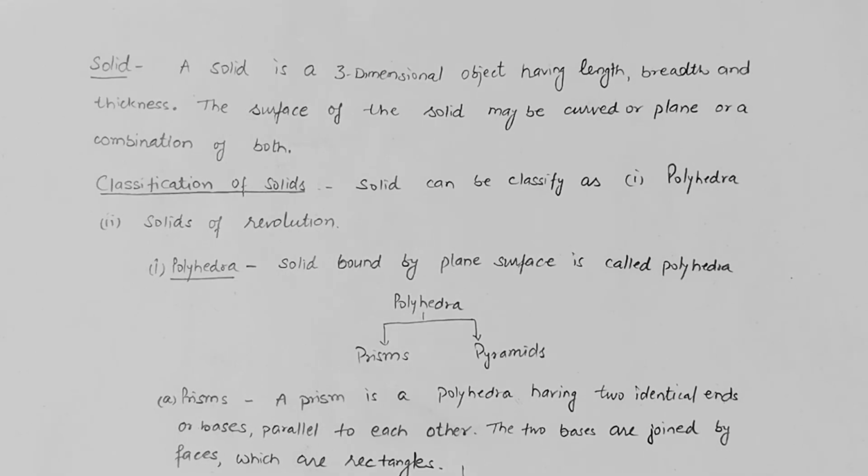Solid. A solid is a three-dimensional object having length, breadth, and thickness. The surface of the solid may be curved or plane or a combination of both. Classification of solids. We can classify solid into two categories, polyhedra and solids of revolution. Polyhedra. Solid bound by a plane surface is called polyhedra. We can further subdivide polyhedra into two categories, prisms and pyramids.